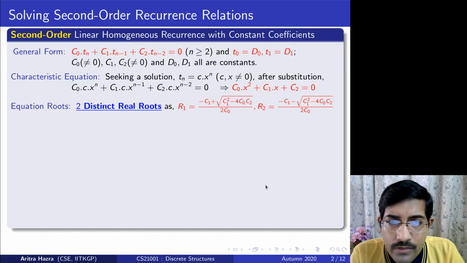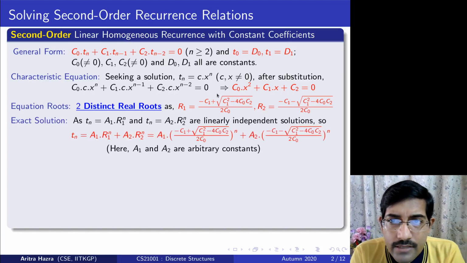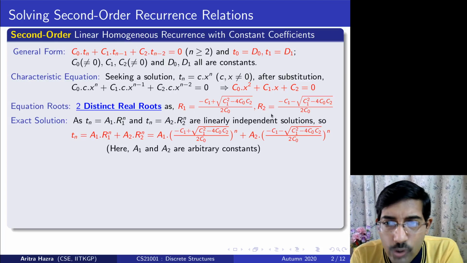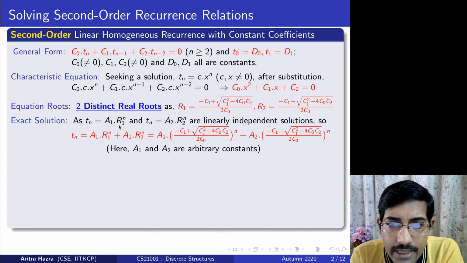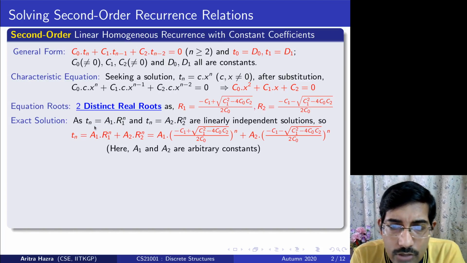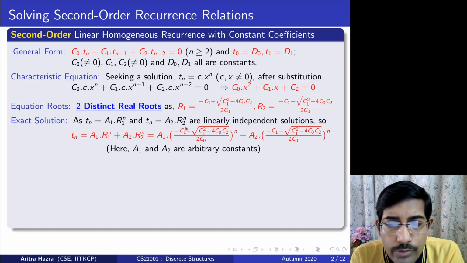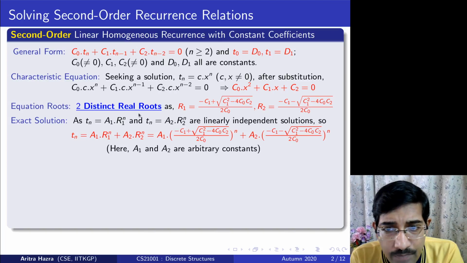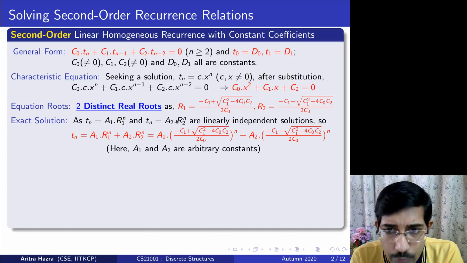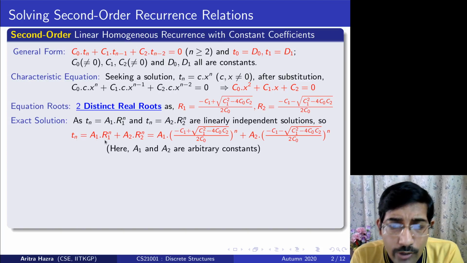Now, since I guessed a solution like this and I got two different roots, both roots are linearly independent, so the solutions I assume will be A1 R1 to the power n is a solution of this equation, and A2 R2 to the power n is also a solution of this equation. And maintaining the linear independence of these two roots, the overall solution I can formulate is a1 r1 to the power n plus a2 r2 to the power n. This combines as the total solution.